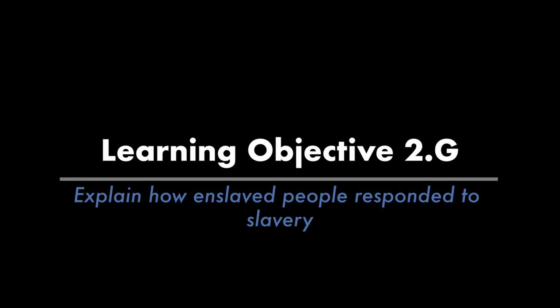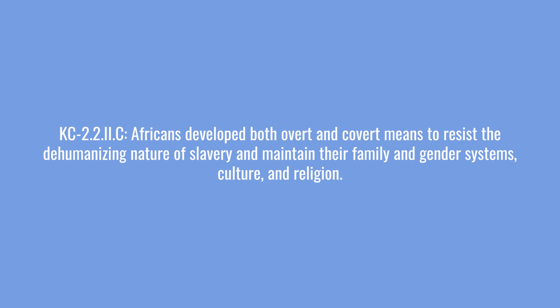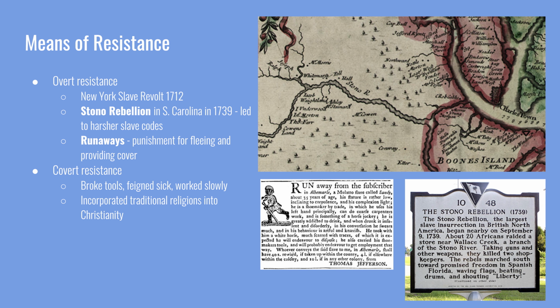The second learning objective of this topic says, explain how enslaved people responded to slavery. The only key concept is Africans developed both overt and covert means to resist the dehumanizing nature of slavery and maintain their family and gender systems, culture, and religion. Overt means that it is being done outright, that it is visible, while covert means that it's being done secretly.